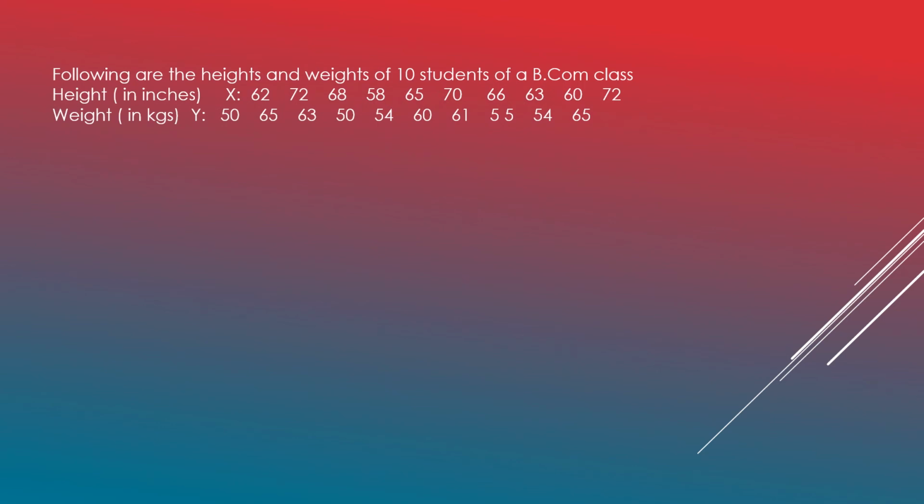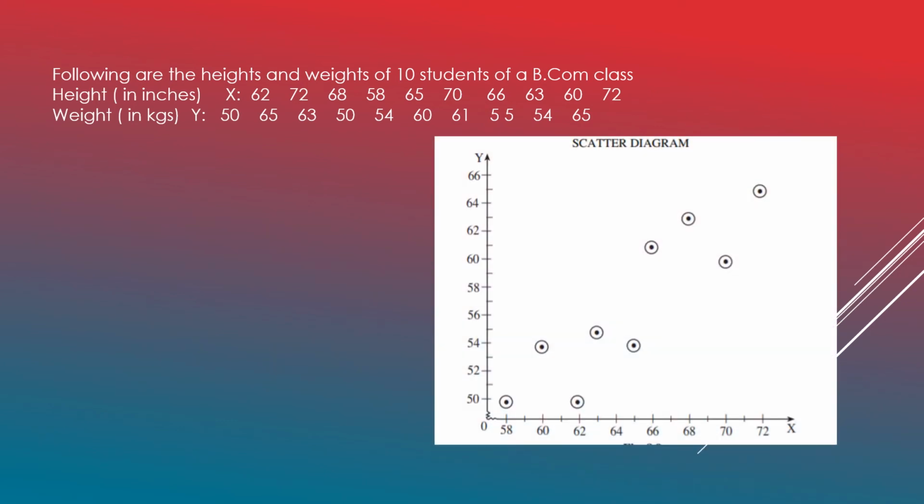Moving on to an example. Following are the heights and weights of 10 students of a BCom class. Height is given in terms of x and weight is given in terms of y. We are supposed to plot this, and through the scatter diagram, let us see what will be our conclusion. This is our scatter diagram where we have plotted the points.